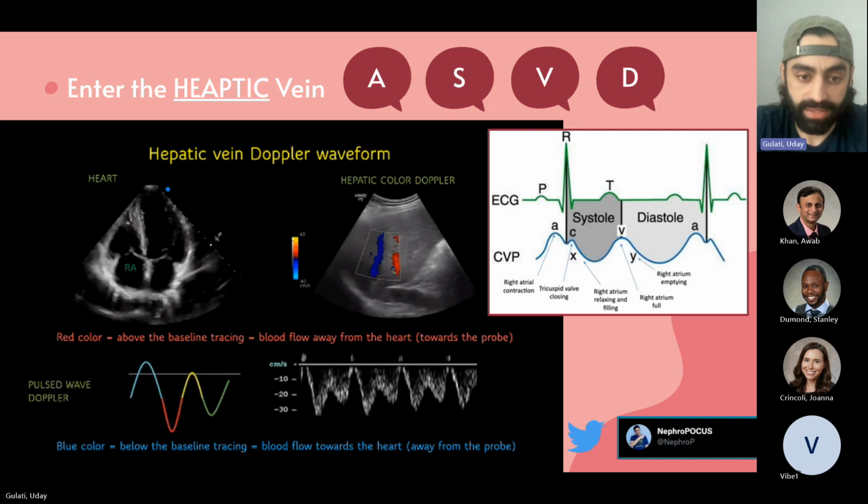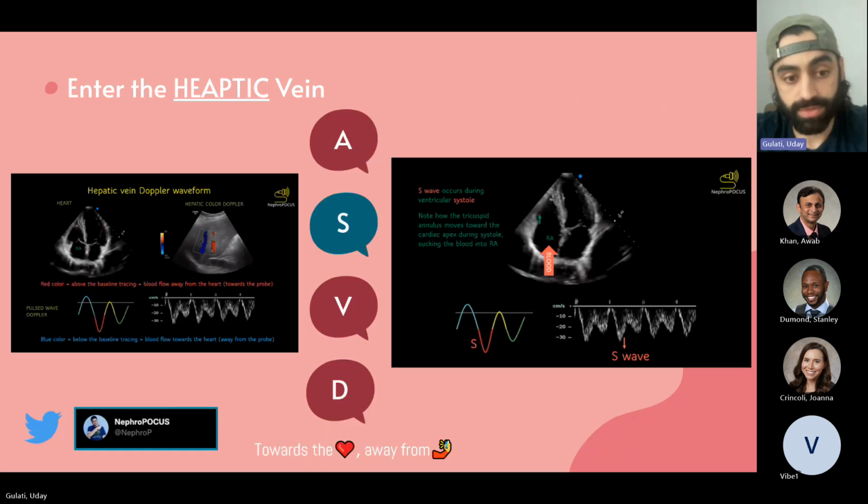If you remember, when you put a Swan in and you get those CVP measurements, you get the A wave, the C wave, the X wave. All those can be seen in a backwards flow in the IVC, and I'll go through each one. The letters you have to remember are A, S, V, and D. And really the ones that you care about are the S and the D.